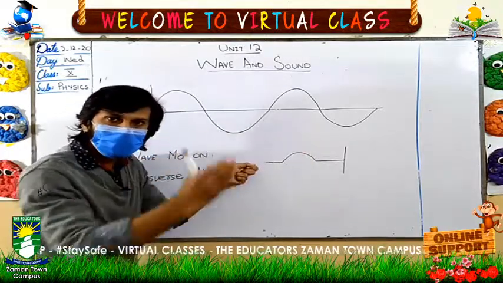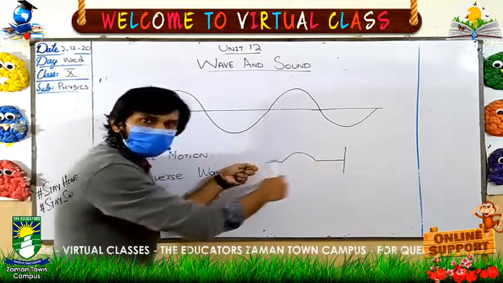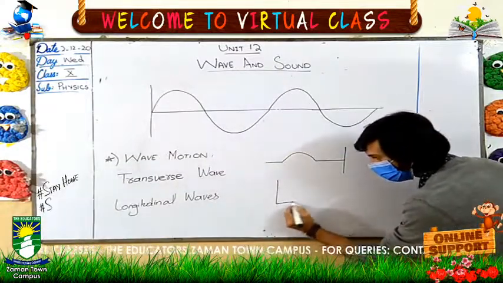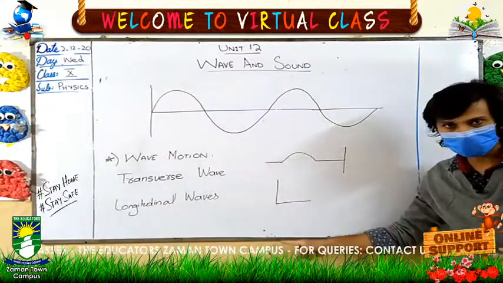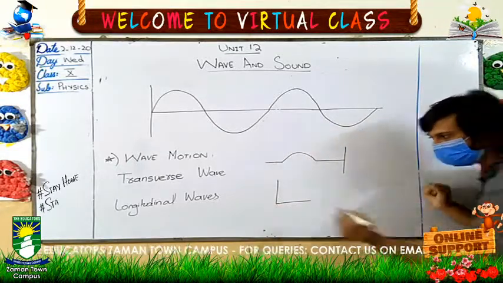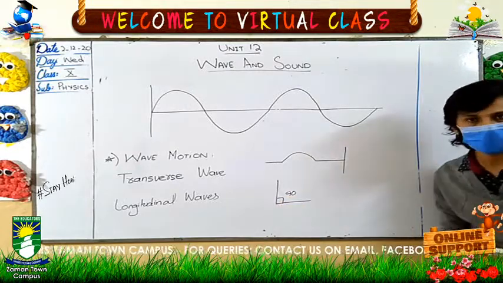If I look at the angle between the vibration, meaning the disturbance, and the displacement, what will be the angle, class? It is like this. I am creating the vibration in this direction and displacement is in this direction. So this angle is 90 degrees, or we can say in another word, perpendicular.